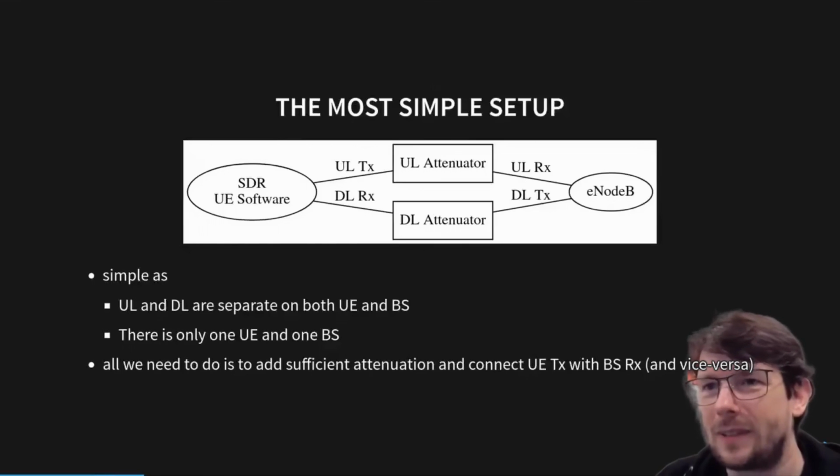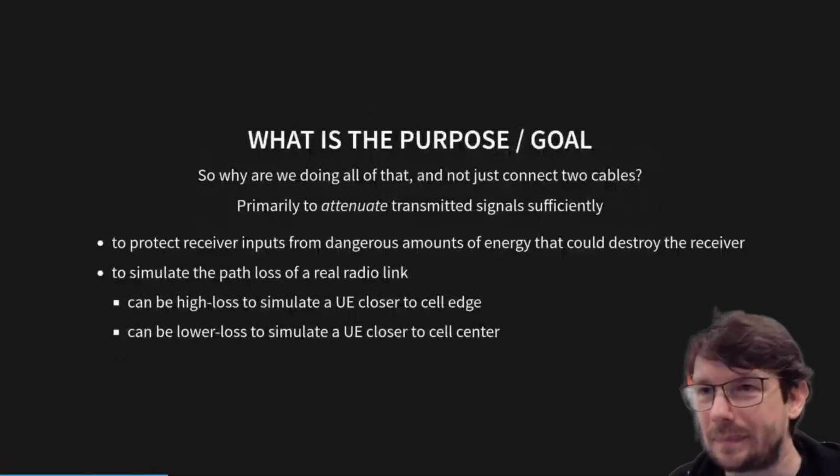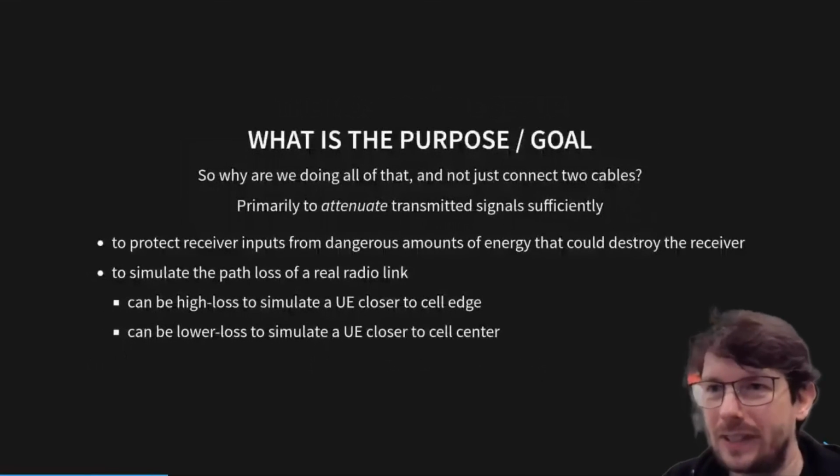It's simple because we have a user equipment that has separate ports, which is not a usual case. And it's also simple because we only have one base station and one user equipment. So it's really only about adding attenuation in between. And now we will talk about how to achieve that and how to compute what kind of attenuation we need in such a system.